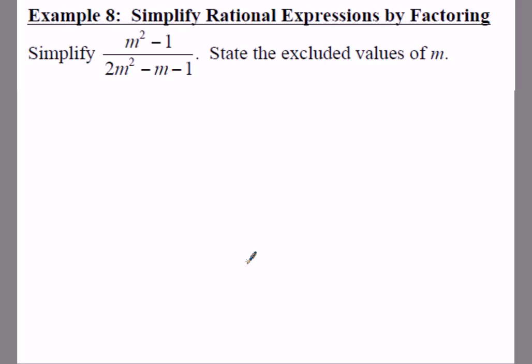Last example for this lesson is going to be simplifying your rational expressions again, but I thought we'd better do this because there's a couple times where you guys just need a little practice doing a difference of squares here, and also where we need a little bit of practice with your trinomial where a is greater than 1.